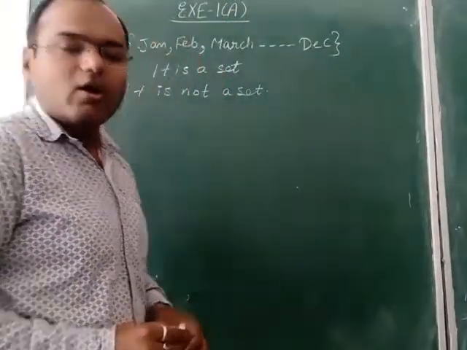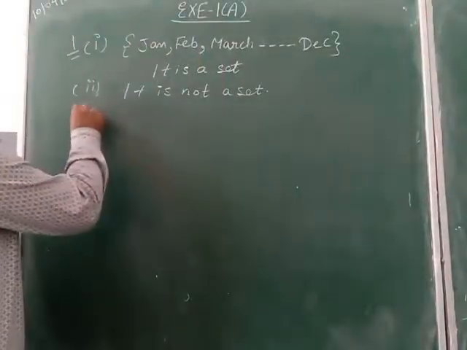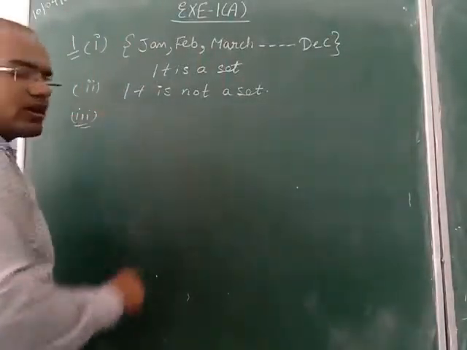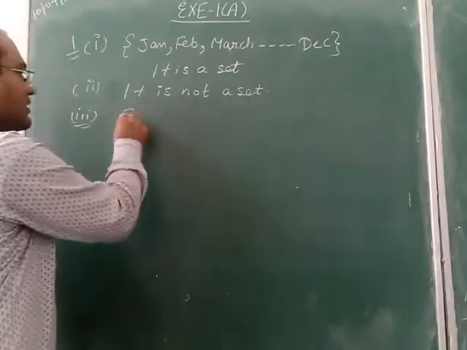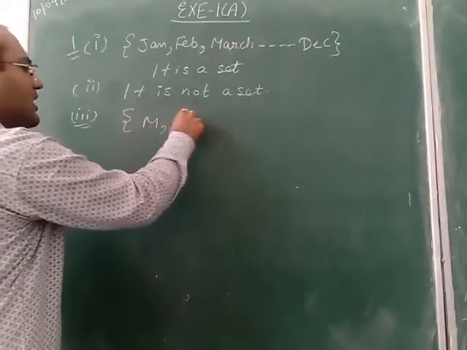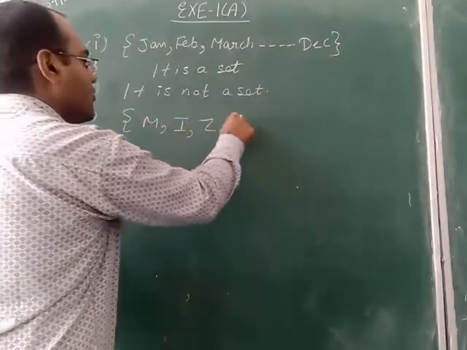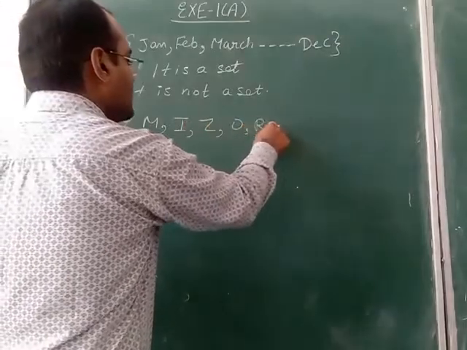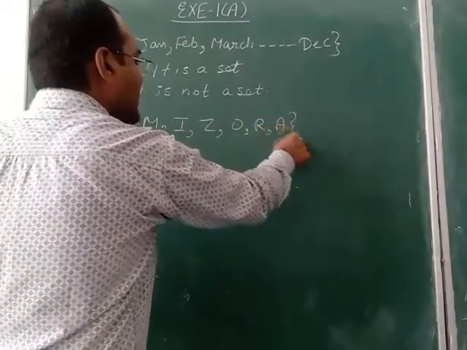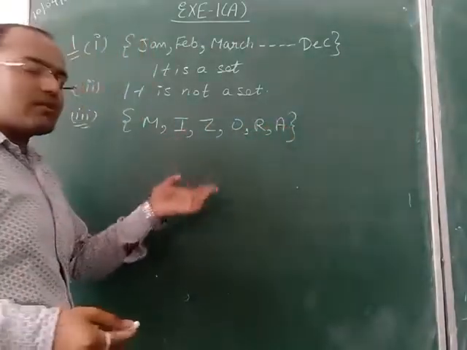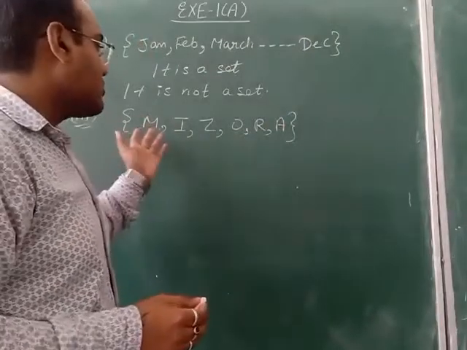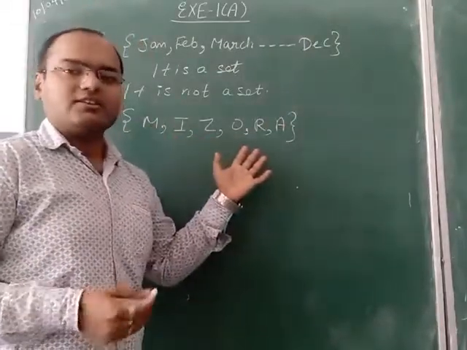Now third part: all the letters of the word Mizoram. In the word Mizoram, which letters are coming? M is coming, then I, Z, O, R, A. Again M is coming, so M appears 2 times, but there is no need to write M 2 times. So the answer to this set is easy to give.